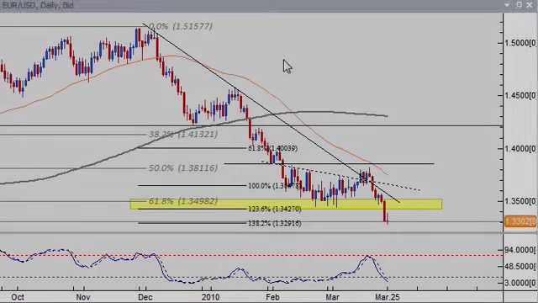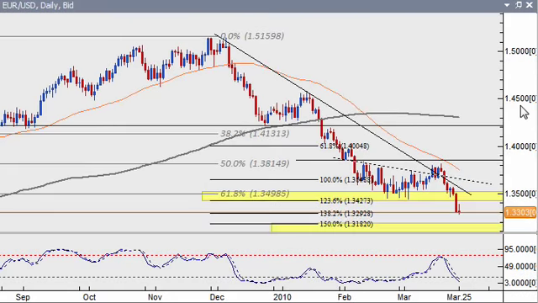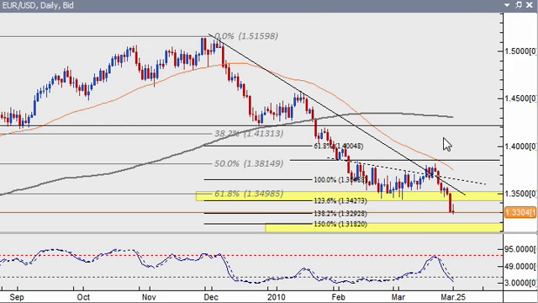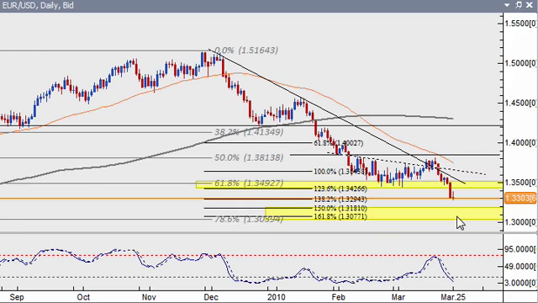Starting with the euro dollar pair, we have seen the market break an important support here, breaking out of this rounded bottom that failed to complete. So right now the market looks to extend to the next support at 1.3031, this cluster of Fibonacci levels here.